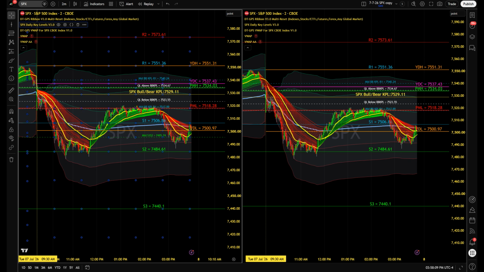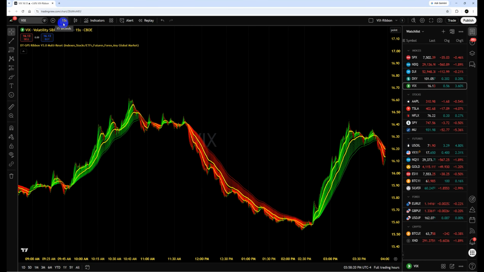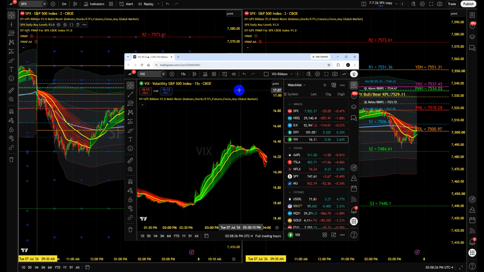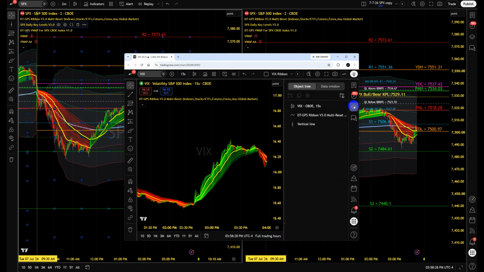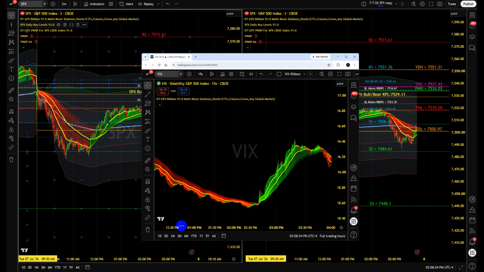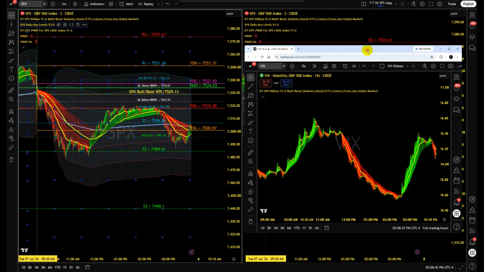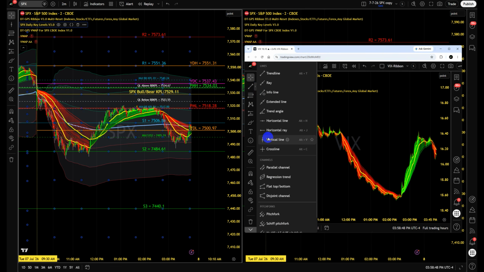Also, just to bring up another way of using this ribbon indicator, and that is going to be using the VIX. Now, as you can see here, we're on the VIX on a 15-second chart. So we're going to do a split screen here just to show as an example. We're going to go ahead and mark off 9:30.